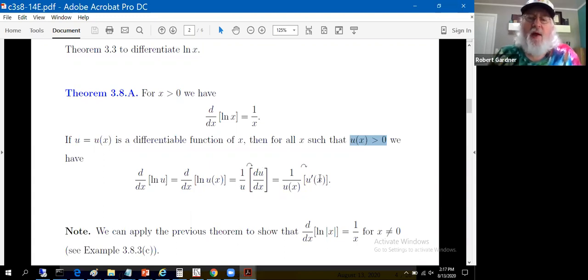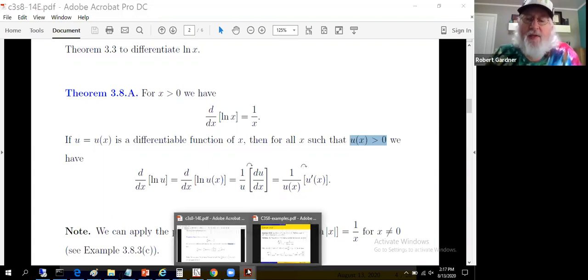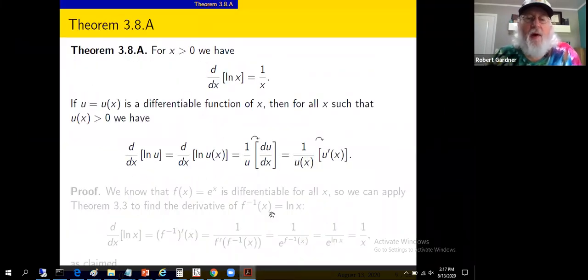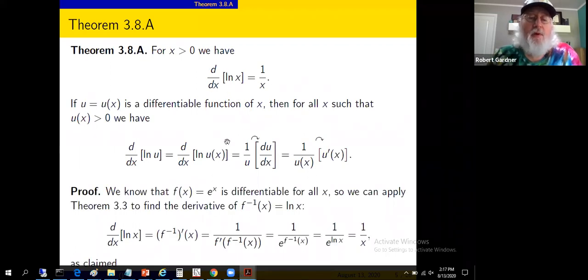How are we going to justify it? Looks like we're going to be using a chain rule because of the little arrows there. And we are going to be using the chain rule. Here it is. Okay. There's the claim. First, let's establish this part. All right. f of x equals e to the x is differentiable. So the theorem says we can differentiate log x. That is, we can differentiate the inverse of e to the x, right?